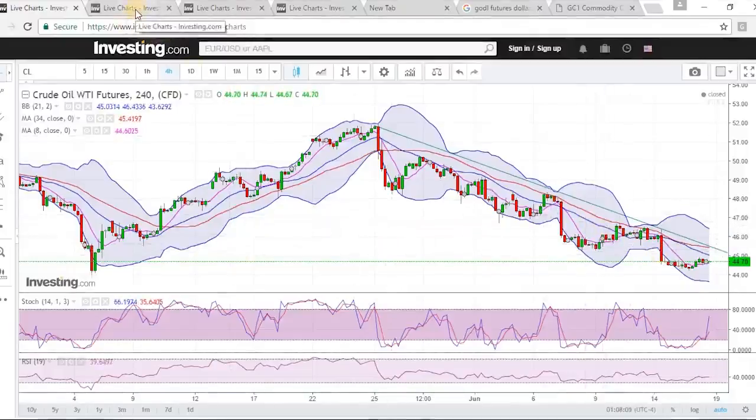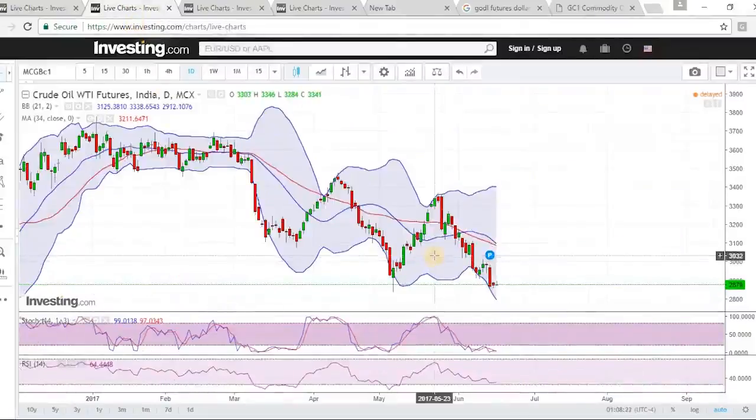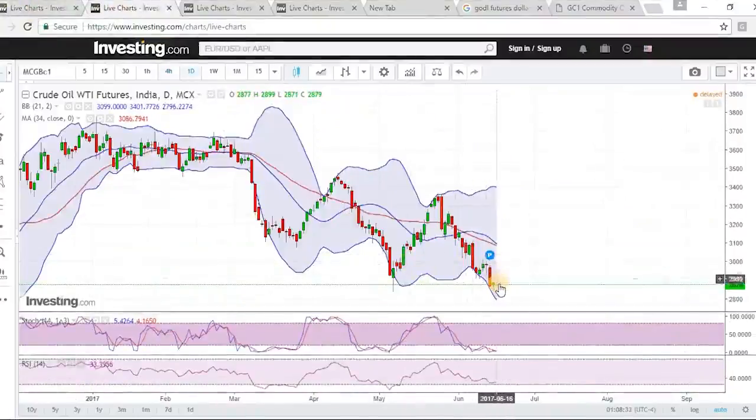Now let us go to the Indian MCX crude oil chart. The Indian MCX crude oil chart is also similar. The difference is that the Indian market being closed 10 hours every day, so every bit of price movement in WTI is not reflected in the MCX crude oil chart.